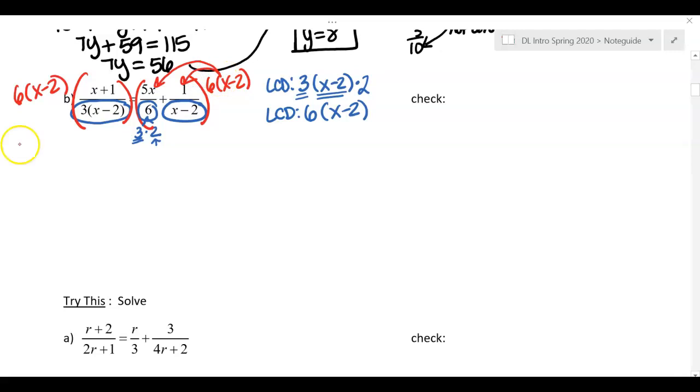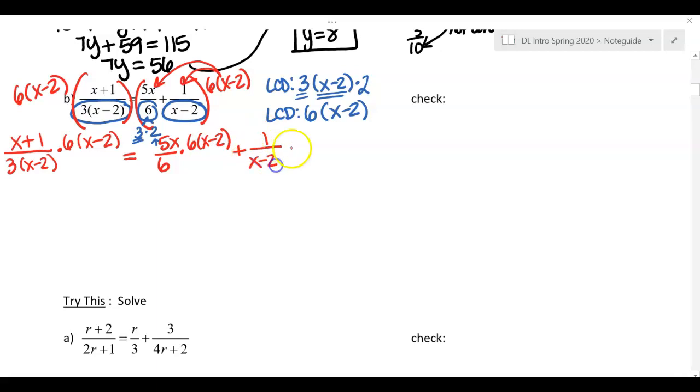So on the left side, I originally had x plus 1 over 3 times x minus 2. That's going to get multiplied by 6 times x minus 2. On the right side, I had a 5x over 6. That's going to get multiplied by 6 and x minus 2. Being added with a 1 over x minus 2, which is going to get multiplied by a 6 times x minus 2. I'm going to put 1s in all of those in case I get confused about what's in the numerator and the denominator.